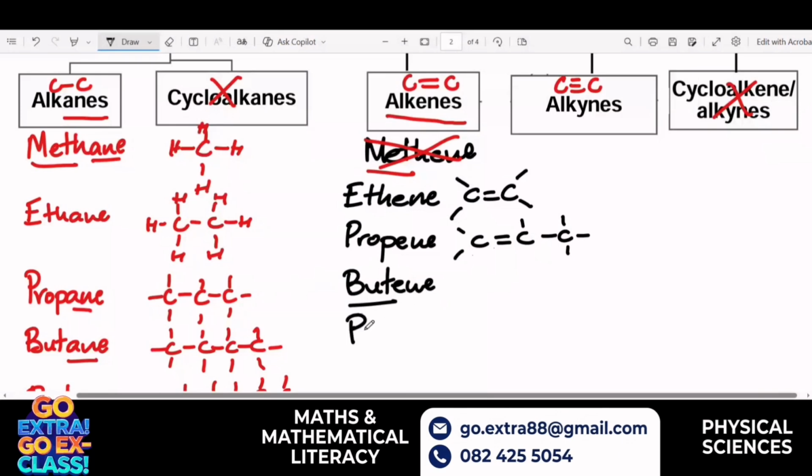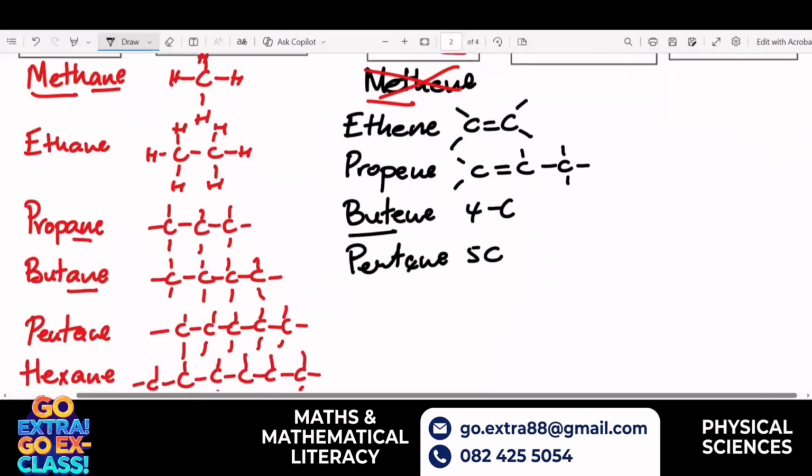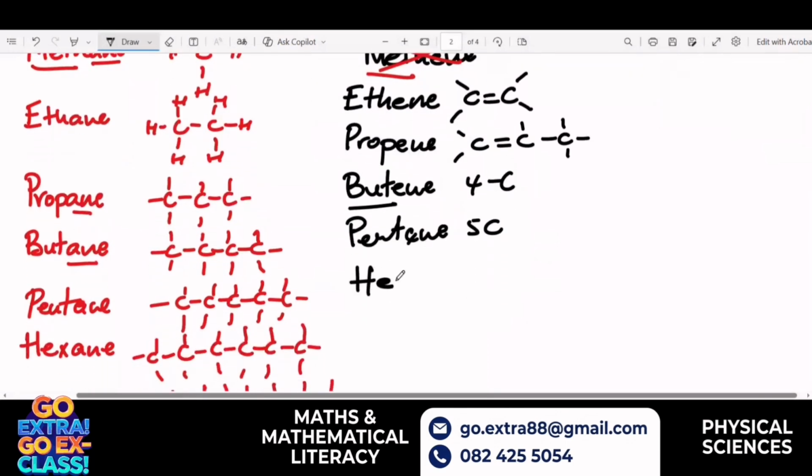And then you're also going to have pentene. Pentene means 5. There are going to be 5 carbons. And as I said, here there's going to be 4 carbons plus a double bond. Then you're going to have hexene, which is going to have 6 carbons plus a double bond. And then you're going to have heptene. Heptene is 7 carbons plus a double bond.